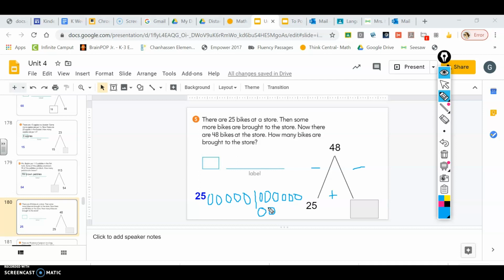Okay, now we're going to start with our tens and add up. 10, 11, 12, 13, 14, 15, 16, 17, 18, 19, 20, 21, 22, 23. So we get that our other addend is 23, but I'm going to double check by counting one more time. 10, 11, 12, 13, 14, 15, 16, 17, 18, 19, 20, 21, 22, 23.